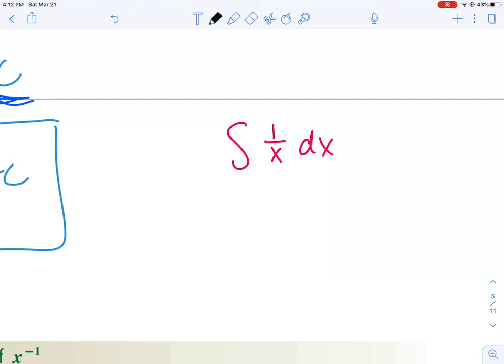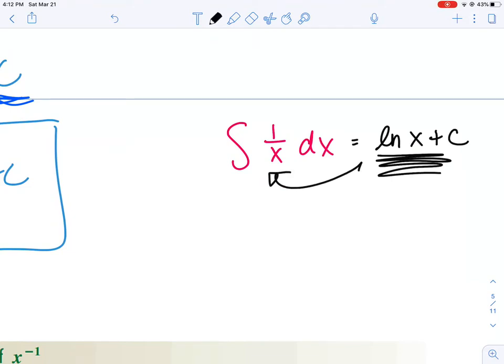Does anybody remember what the original function has to be in order for the derivative to be 1 over x? Maybe you did. It's natural log of x plus c. Remember that the derivative of natural log of x is 1 over x? And so as soon as I see that 1 over x, then I know that I can't use power rule anymore. I should never, ever be dividing by 0. That should be your red flag. But the antiderivative of 1 over x is really the natural log of x.